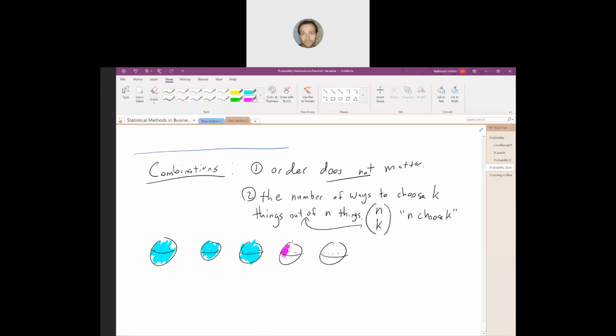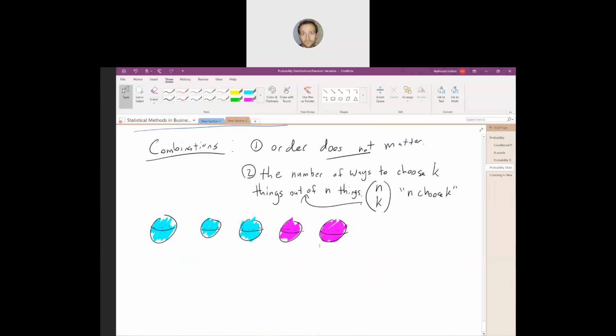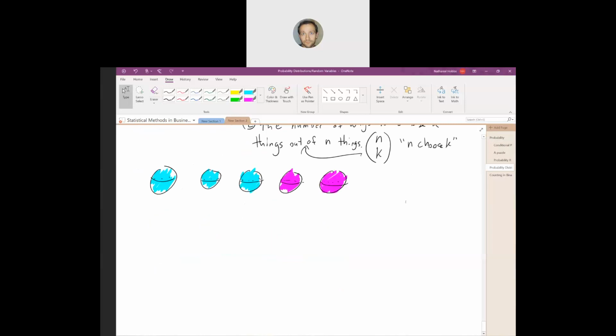And again, order does not matter, so I'm not going to number these. I just care about their color. All right, so this is one way of choosing 2 things out of 5. And then you have 5 slots.